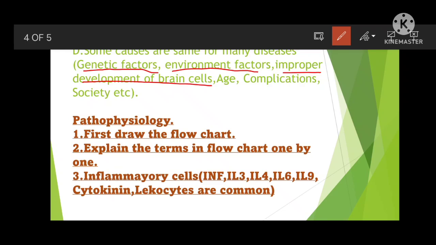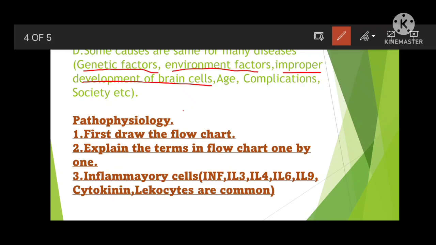If you don't know anything, write genetic, write environmental factors like pollution or any type of environmental causes which lead to such diseases, like CNS diseases, central nervous system diseases, many diseases, complication. Okay, these are the general causes you have to mention in your answer sheet. Then the last important thing that carries the majority of the marks in your answer sheet, the major marks are given to this pathophysiology.